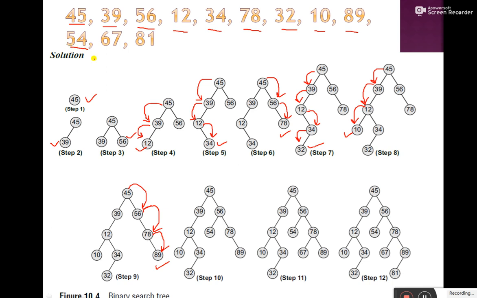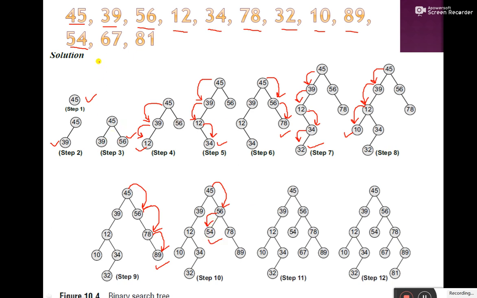Now the next node is 54. 54 is again greater than 45, so we are going to the right subtree. We have the first node in the right subtree, which is 56. 54 is less than 56, so it will be the left child of 56. So 54 is added here.